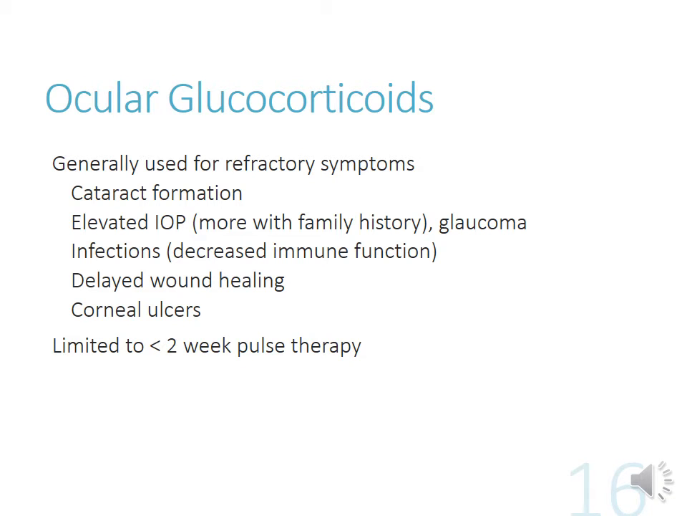So again, these are generally going to be used for more refractory symptoms. Some of the issues that we can see from utilizing ocular glucocorticoids include potential for cataract formation. It's obviously a pretty bad thing. We don't want to do anything to worsen the patient's vision, but you normally would see this with more chronic, higher-dose use. Potentially, you can see increases in intraocular pressure. If your patient already had glaucoma, this could actually worsen that. Due to the depressed immune system, you can end up seeing potential for infections.